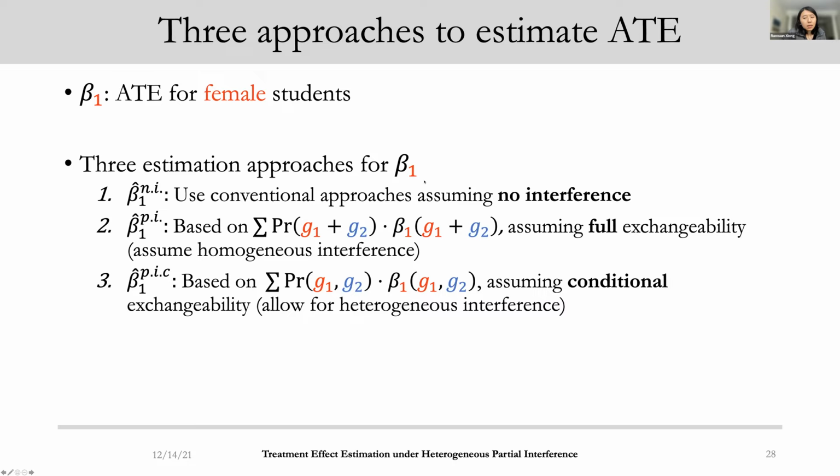And the second one assumes full exchangeability, estimates the direct effects given every possible number of treated friends and averages over this direct effect. So here we use G1 plus G2 to denote the number of treated friends, and we do not differentiate the female treated friends from the male treated friends. The third one is the more general one, where we assume the direct effects given every possible number of treated female friends and treated male friends, and average over this direct effects. Both the second and the third approaches are proposed in this paper.